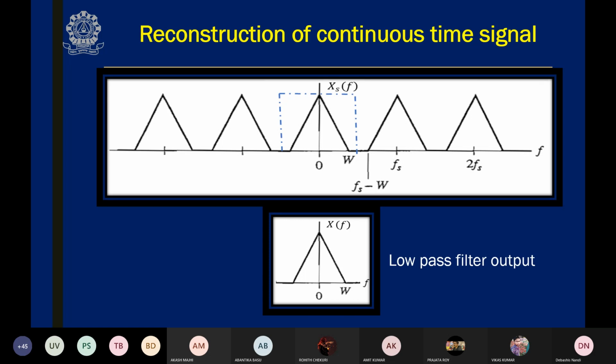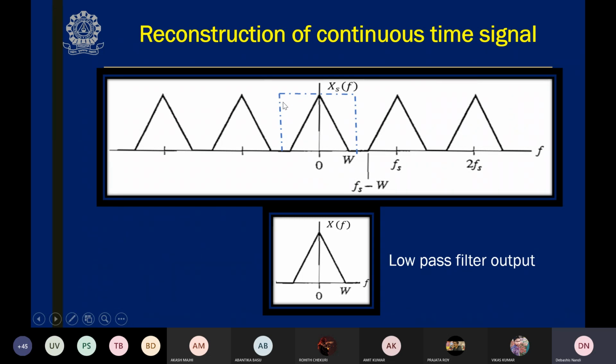But there should be some condition. Obviously, the first condition is that the low pass filter bandwidth should be at least equal to the bandwidth of the original signal, meaning the original continuous time signal. If the bandwidth of the original continuous time signal is W, then the bandwidth of the low pass filter should be at least W. A low pass filter is a frequency selective filter. It has proper characteristics. I am taking this kind of characteristic, a gate shape characteristic.